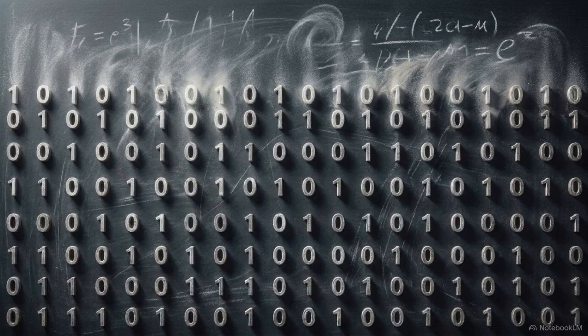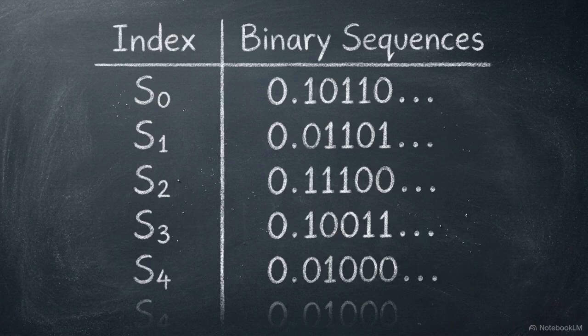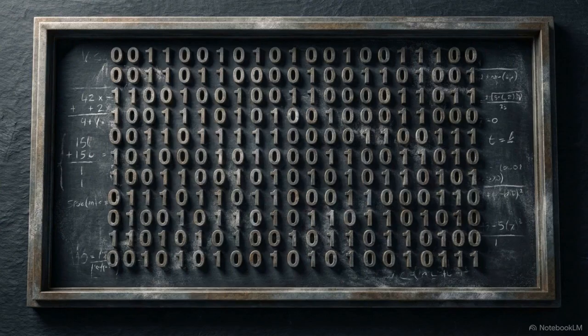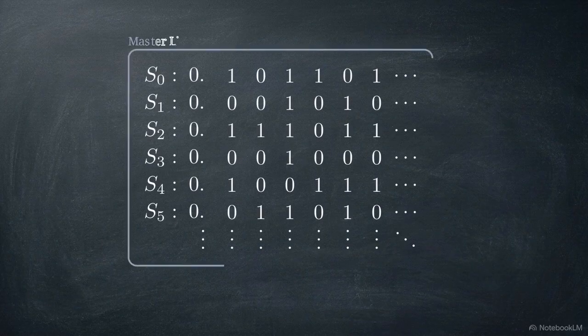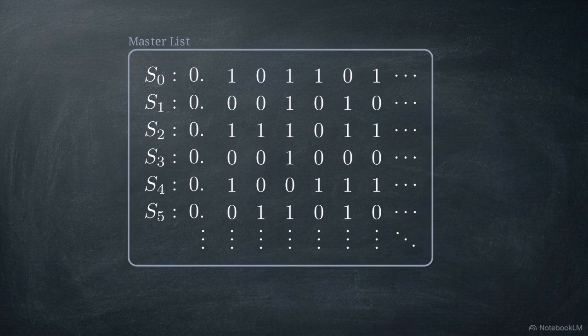We will assume that this subset of binary decimals is countable, which means we can write down an exhaustively enumerated list. Here is our perfectly ordered master list. The left column indexes the rows sequentially, and the right column contains the corresponding infinite sequences of binary decimals. If this list truly contains every possible sequence, we should never be able to create a new sequence that does not already exist somewhere on this board.